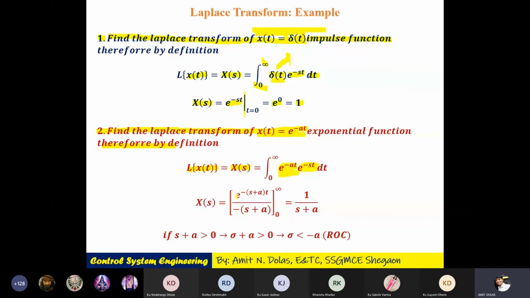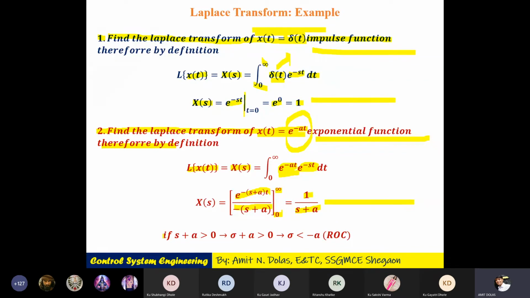It is e raised to power minus (s plus a) into t divided by minus (s plus a), from 0 to infinity. After putting this limit, you'll get 1 upon s plus a, for this exponential function. Impulse function के लिए क्या मिला है? 1. Exponential function के लिए क्या मिला है? 1 upon s plus 1.